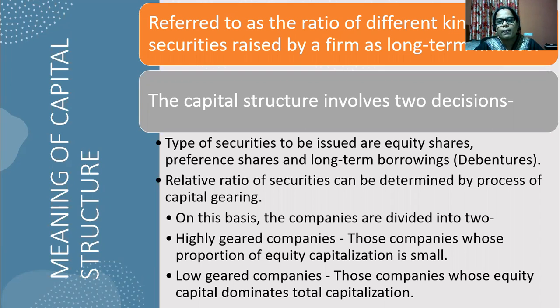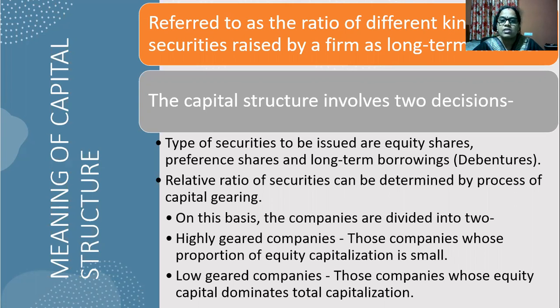of securities. When the company is deciding the type of securities to be issued, the company can decide to issue either equity shares, preference shares, or it could decide on issuing long-term borrowings, namely debentures. The second decision of deciding the relative ratio of securities can be determined by the process of capital gearing. The relative ratio of securities, meaning to say, what would be the amount of equity to debt?